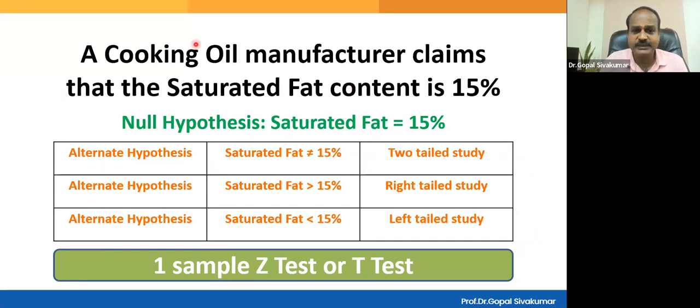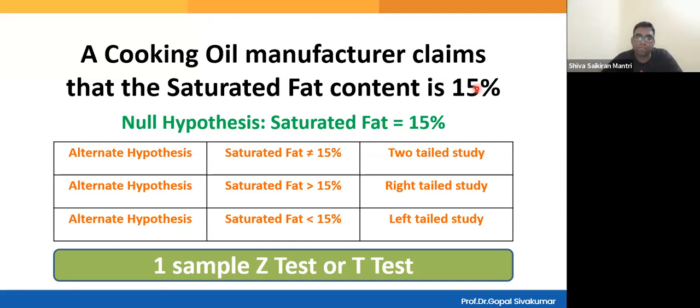A cooking oil manufacturing company claims that the fat content is 15%. So what is the company believing? The company believes that all their food packets have exactly 15% fat content. That is their belief. Am I right? That is why they have printed it on the packet of the cooking oil. And now imagine you are a dietitian or an external doctor who wants to recommend this cooking oil to all your clients, who are basically patients.